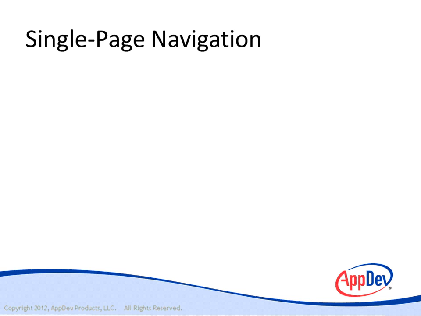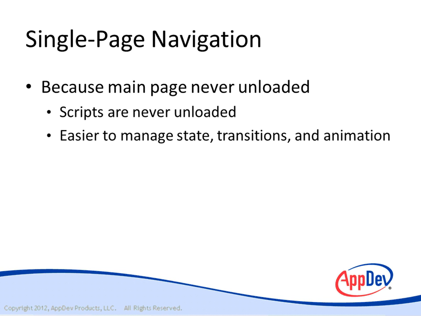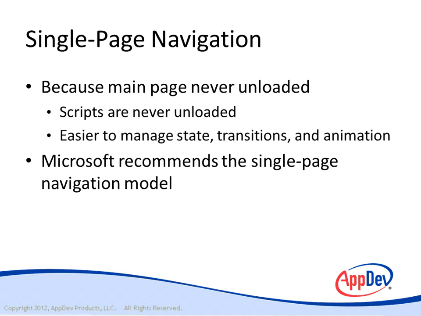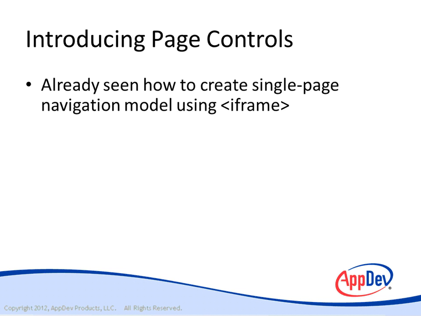If you use single-page navigation, because that main page is never unloaded, its scripts are never unloaded. Its JavaScript code stays in memory and it's active. That makes it easier to manage state, transitions, and animations between loading pages into some container. Microsoft recommends this single-page navigation model for building Metro-style applications. Now, you've already seen how to build a single-page navigation model using an iframe.